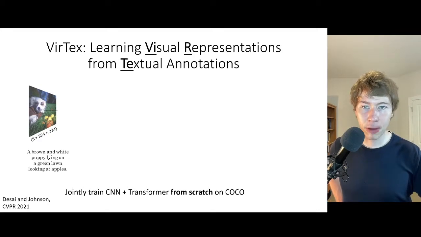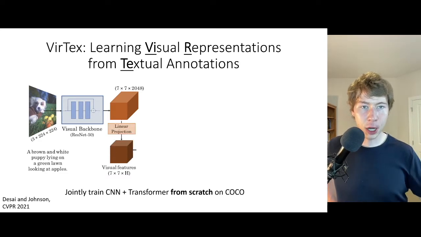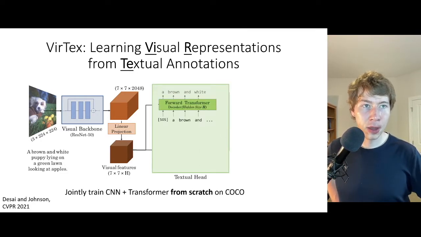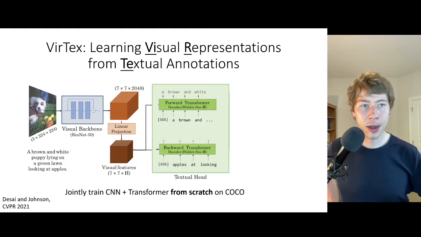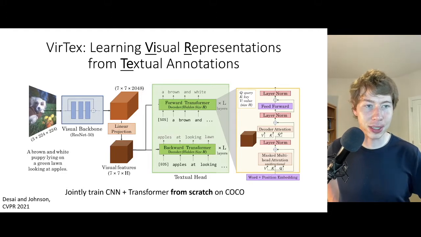And the pipeline is actually fairly simple. We are going to jointly train a CNN and a transformer from scratch to do captioning on COCO using a fairly simple architecture, right? We just pass our image in through a standard ResNet-50 backbone, use a linear projection layer to project the ResNet features, then pass those projected features into a textual head, which is a bidirectional autoregressive transformer, with one forward transformer predicting caption tokens one at a time going forward, and a backward head predicting caption tokens one at a time going backward. And these transformers are just super standard multi-headed attention transformers that everyone uses these days.